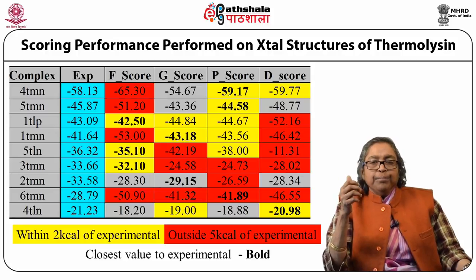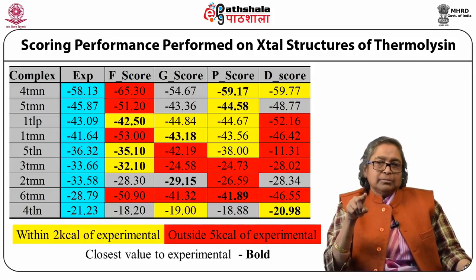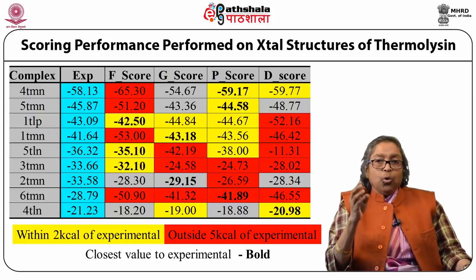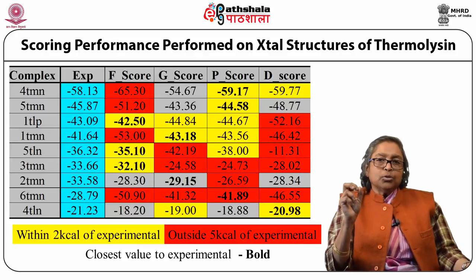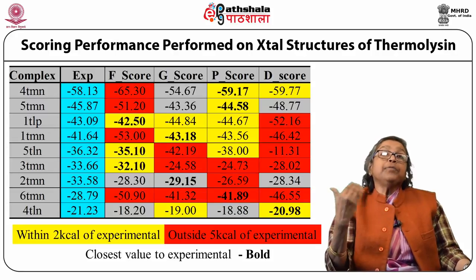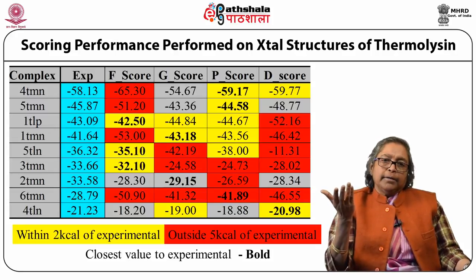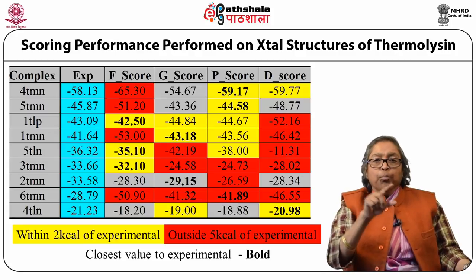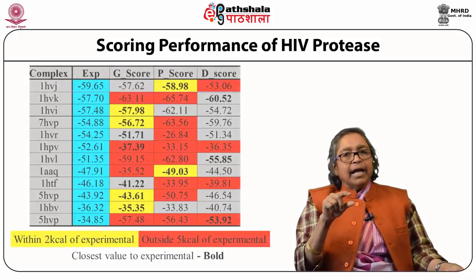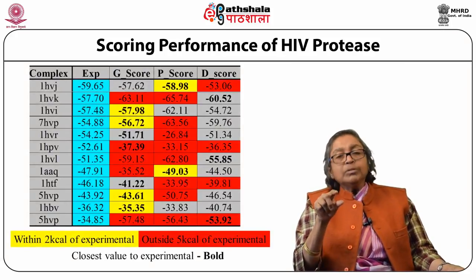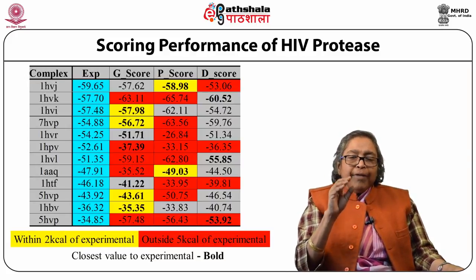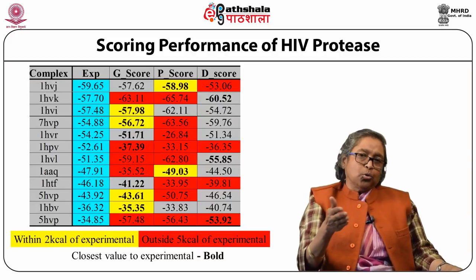However, please do note that different programs and scoring functions give different kinds of accuracy. So in looking at thermolysin, you would come to the conclusion maybe P-score is the best way to do it, which is PMF, which is derived from crystal structure. And you can see that the boldest colors are shown, which is nearest to the experimental. The next slide shows the same type of plot, but taken for HIV protease. Here you can see a fairer score is done by gold score.